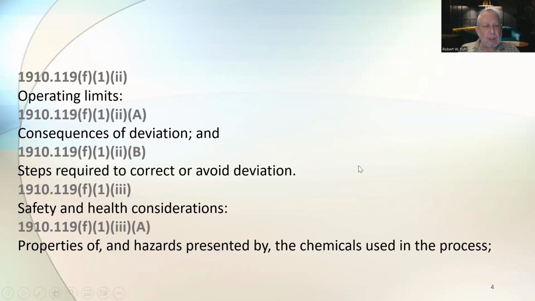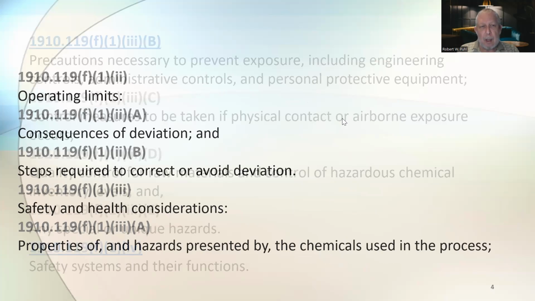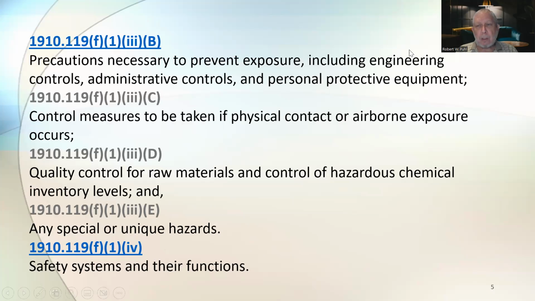Operating limits, consequence of deviation, and steps required to correct or avoid deviation, safety and health considerations, properties of and hazards presented by the chemicals used in the process, precautions necessary to prevent exposure, including engineering controls, administrative controls, and PPE. Where have you heard them before? Control measures to be taken if physical contact or airborne exposure occurs. Quality control for raw materials and control of hazardous chemical inventory levels and any special or unique hazards. So it covers a lot of things. Safety systems and their functions.